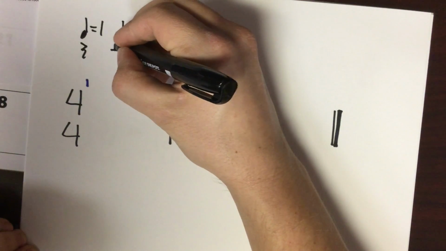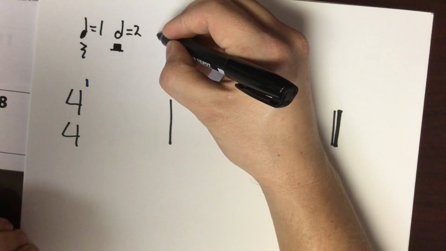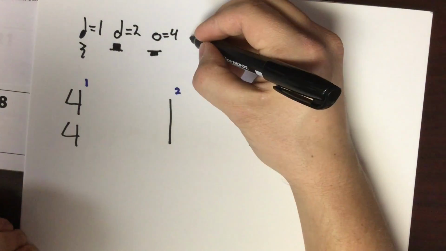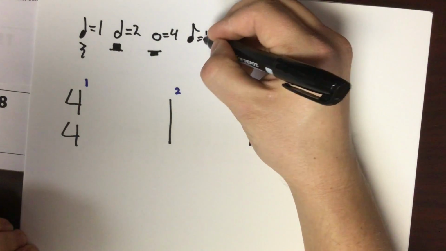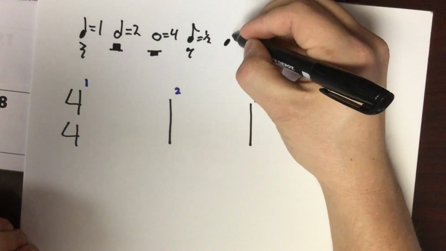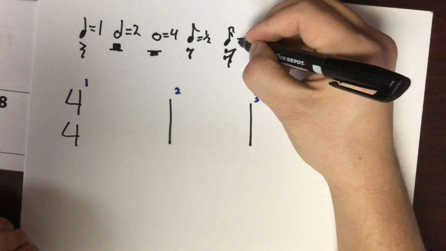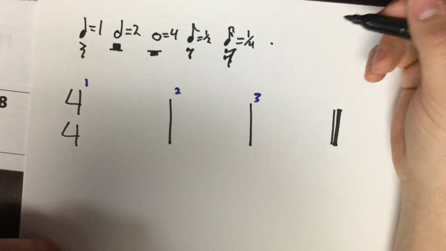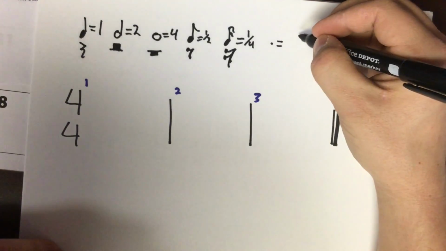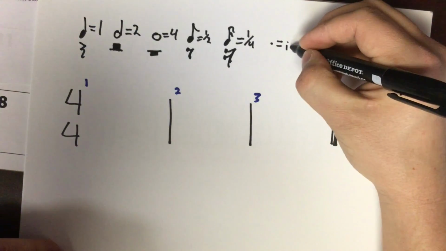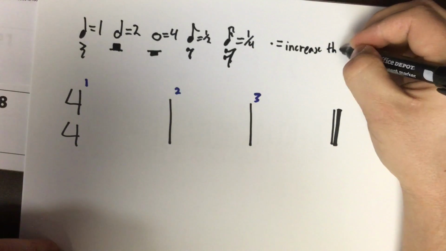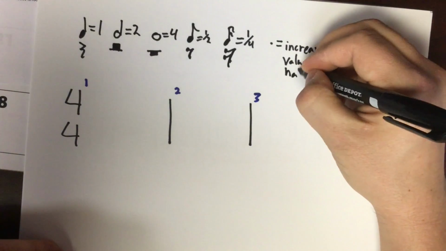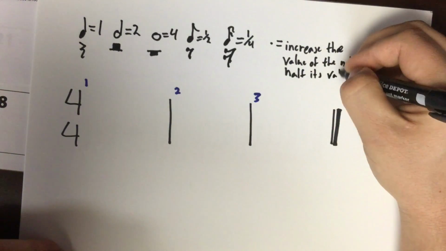Half rest. Again, this is all based on this particular time signature. Whole note, 4 beats. Whole rest. Eighth note, half a beat. Eighth rest. 16th note, a quarter of the beat. We're going to add a dotted note. The dot is always to the right of the note head. This increases the value of the note by half its value.